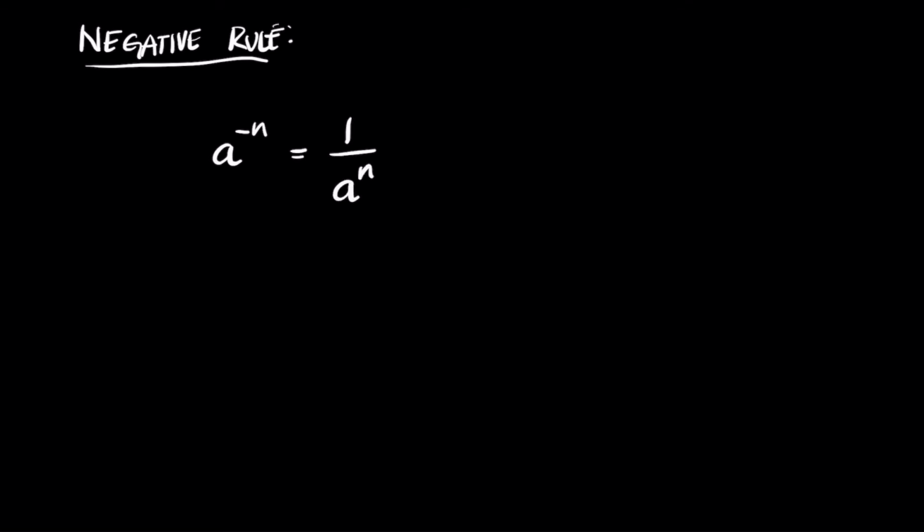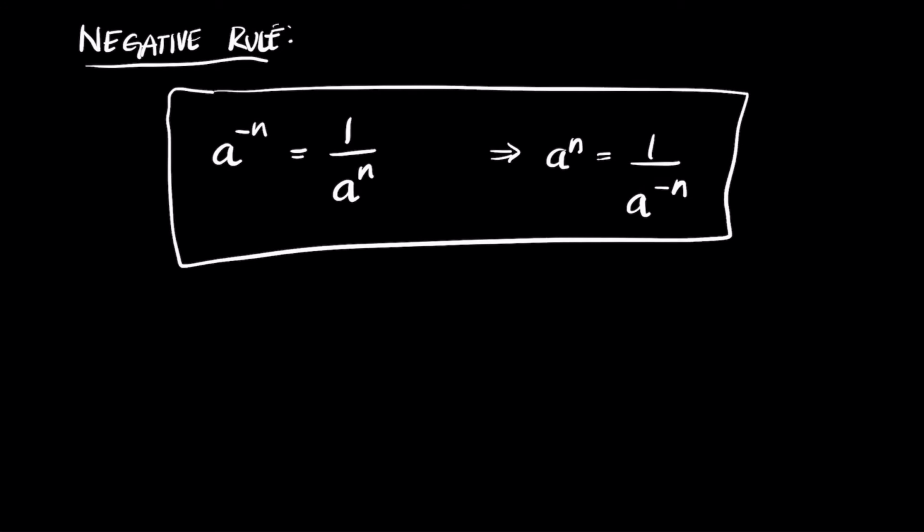Next, let's discuss the negative rule of exponents. So what is the negative rule here? The negative rule basically states that a negative power of any base is 1 over the actual exponential power without the negative. Or you can also write a to the power negative n as 1 by a to the power n. So this is the negative rule of exponents.